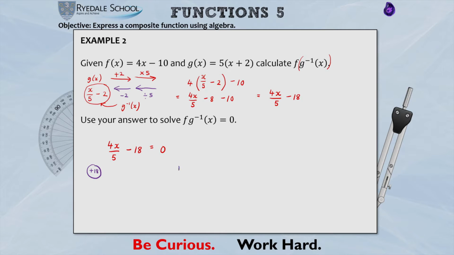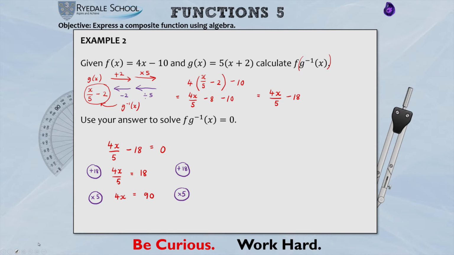My first inverse is to add 18 to both sides. Adding 18 to both sides is 4x over 5 equals 18. Now I need to multiply by 5 because I don't like that divide by 5 on the bottom. So remember that just moves the divide by 5. So we end up with 4x equals 90.